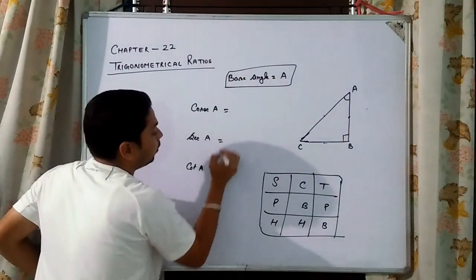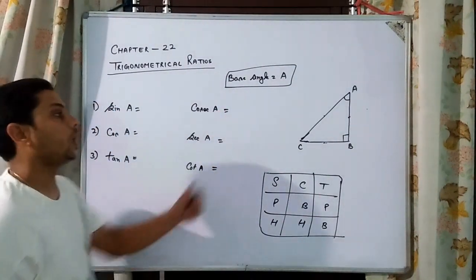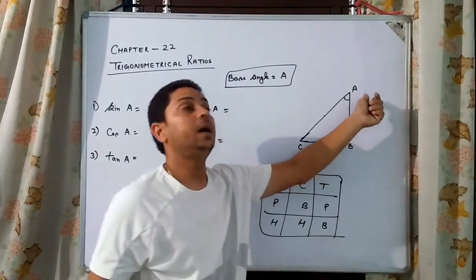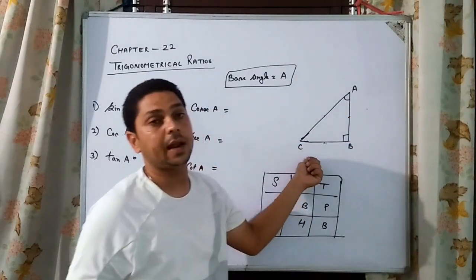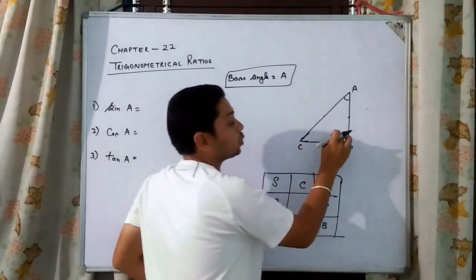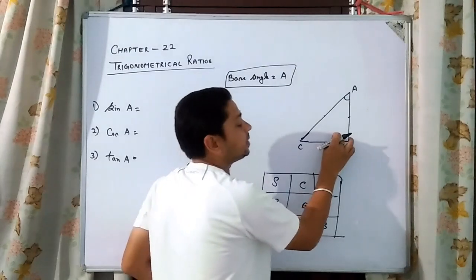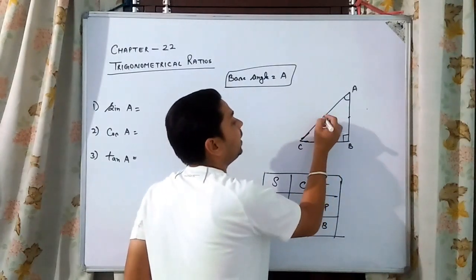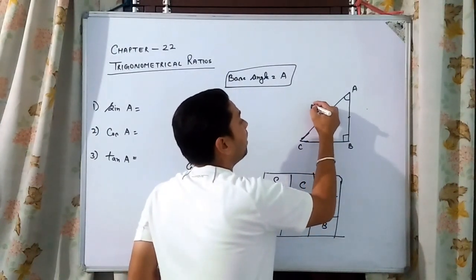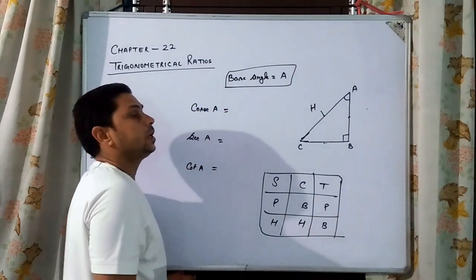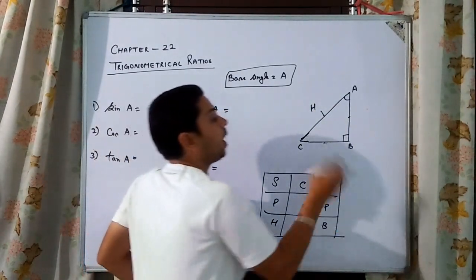So again come to the diagram here. We have triangle ABC, right angle at B. This is the right angle. So the side opposite to 90 degrees will be your hypotenuse.